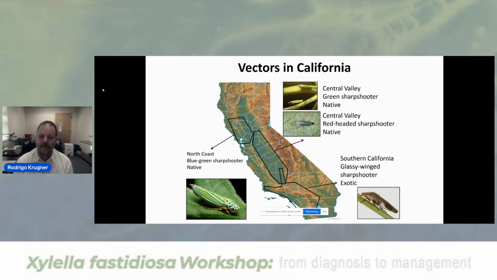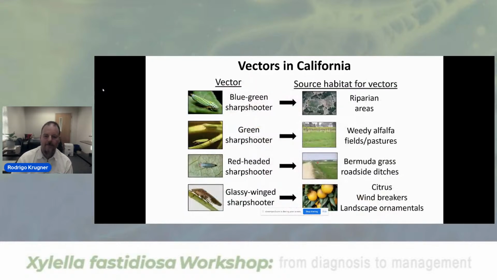In the Central Valley, we have the green sharpshooter and the red-headed sharpshooter. Those are mainly grass feeders, but they can do well on other plants as well. And then in Southern California is the glassy-winged sharpshooter, and also here in the Central Valley. So there's an overlap in the populations of the vectors here.